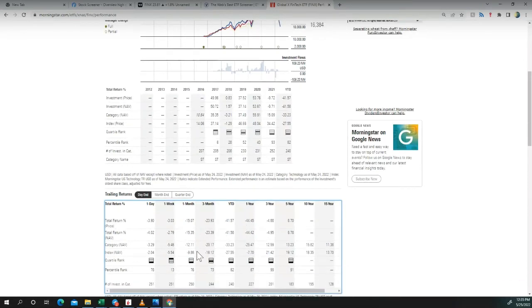And now, if you look at the category of the similar ETFs, some of them have done 12% in the last 3 years, and they've done 13% in the last 5 years, 15% in the last 10 years.